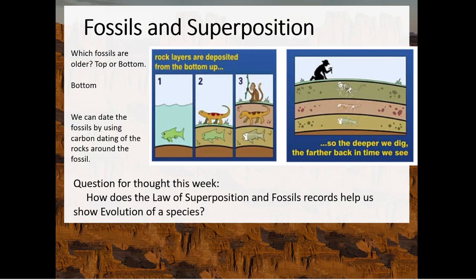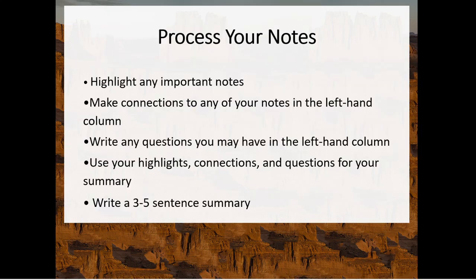Okay, so just a little question for thought this week. As we're coming into this week and going to start doing our labs, I want you to think, how does the law of superposition and fossil records help us to show evolution of a species? I want this question to be in the back of your mind as you start going through some of these labs, and we're going to work with our stickleback again. I want you to start thinking, okay, superposition, we know this happens. How does that help us show the evolution of a species?